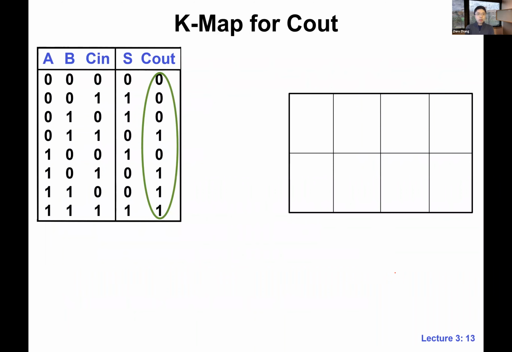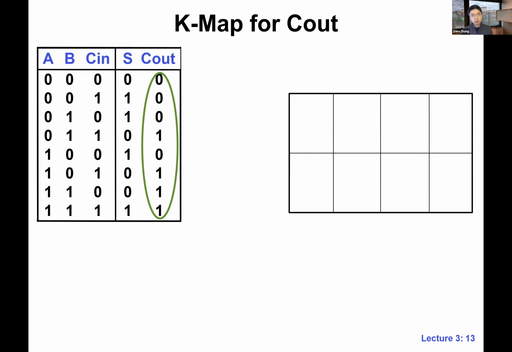Okay, so first let's define this Karnaugh map for the function that we just saw. Again, let's focus on the C out column. Like I mentioned, the Karnaugh map is basically a different way to represent the truth table. So instead of using a 1D, in this case the truth table is a one-dimensional column. But for a Karnaugh map, let's say we use a 2D truth table.